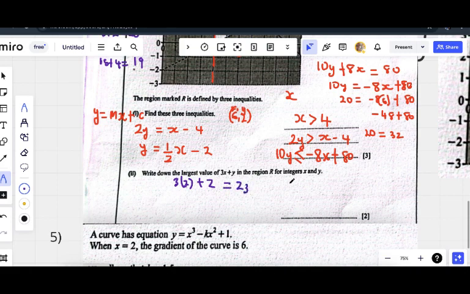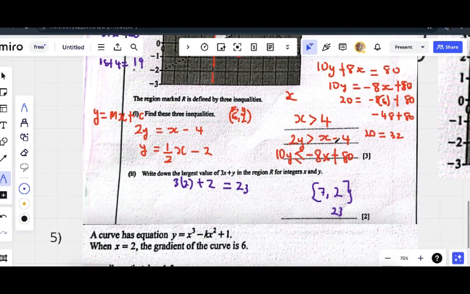Okay? And the coordinate of that point, write down the largest value of this one, which is 23, in the region R for the integer x and y. Now, integers means no decimal. Integer means whole number. The integers are 7, 2. That's the coordinate point that gave the largest value. So you cannot use decimal points.